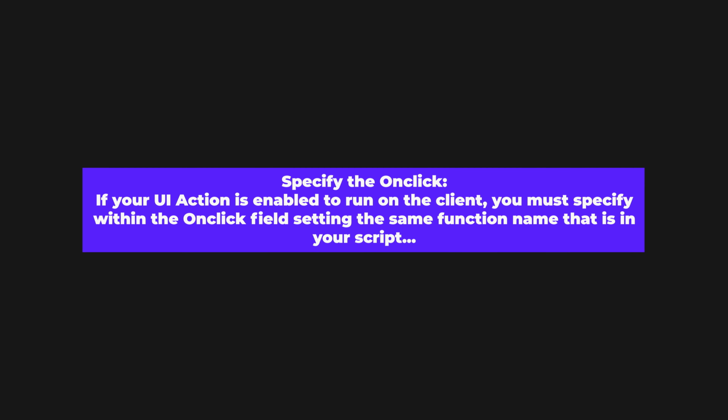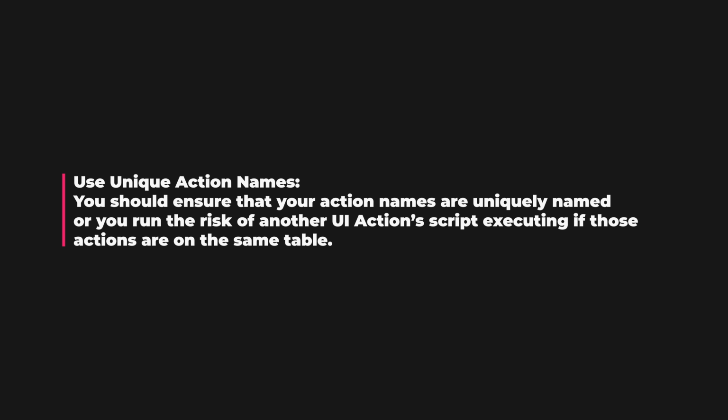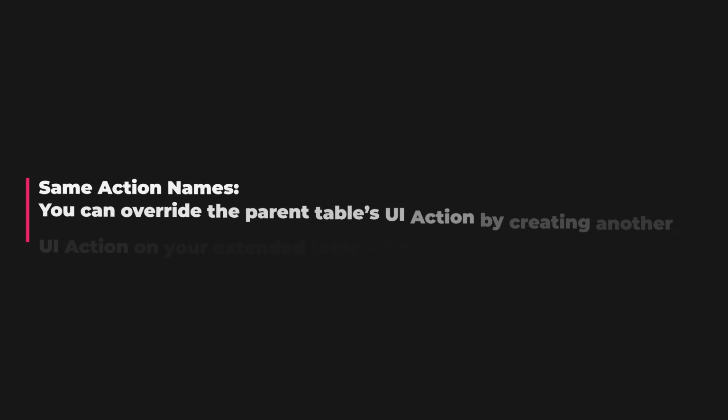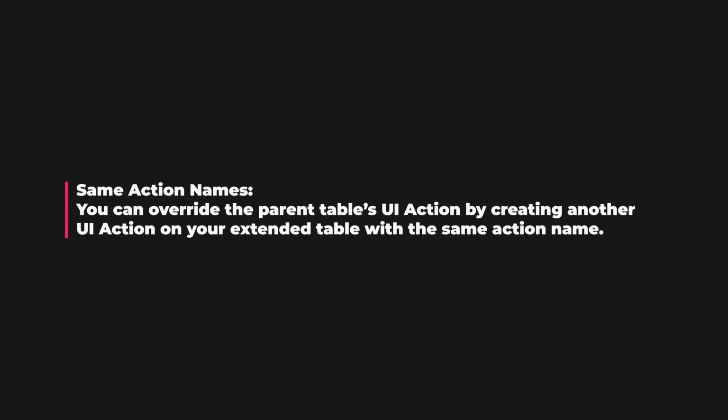Specify the on-click. If your UI action is enabled to run on the client, you must specify within the on-click field setting the same function name that is in your script. Use unique action names. You should ensure your action names are uniquely named, or you run the risk of another UI action script executing if those actions are on the same table. Same action names. You can override the parent table's UI action by creating a UI action on your extended table with the same action name.